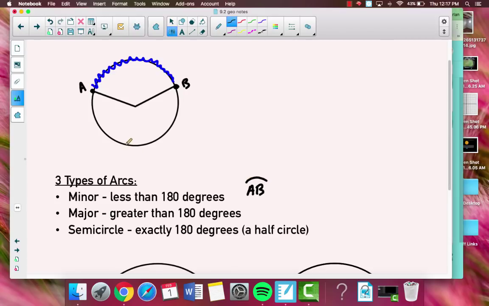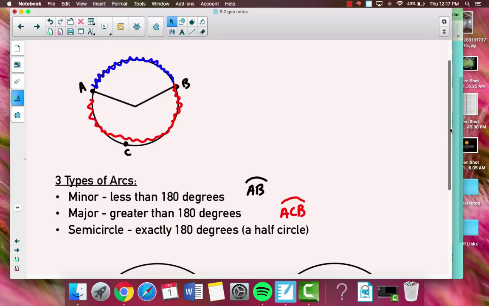Now if I wanted to name a major arc in this picture, maybe I put another letter here, the major arc that I'd be working with would be this red one all around the outside edge here, and I might name that as arc ACB. So notice I go in order of the letters so I know which direction to go. If I said ABC, I'd be going around another direction and that'd be a completely different arc. Okay, so order matters when you're naming the letters, so just be very aware of that.